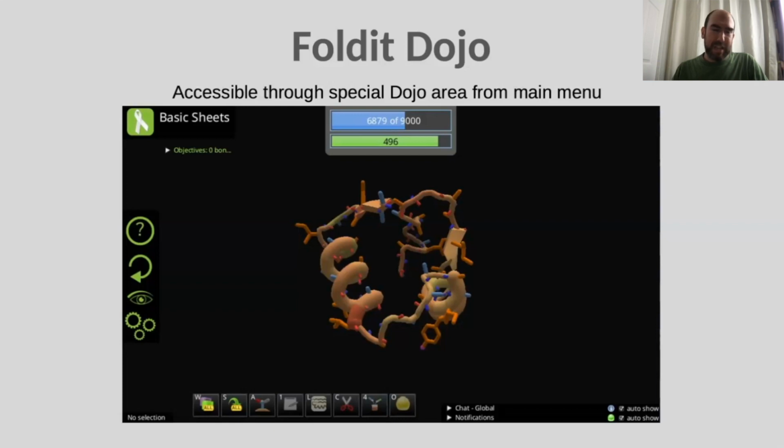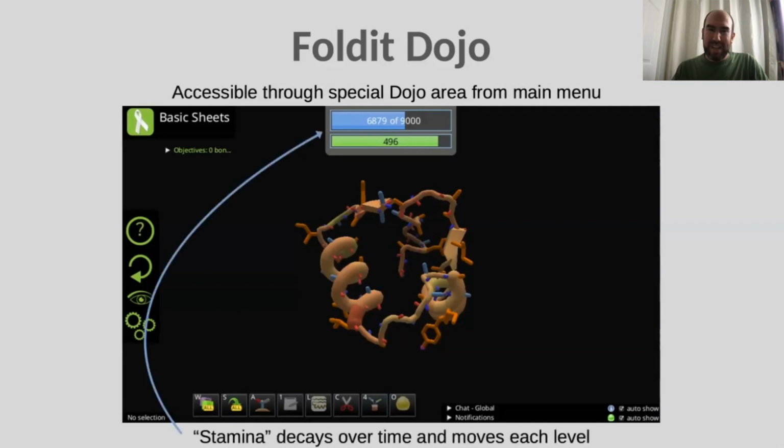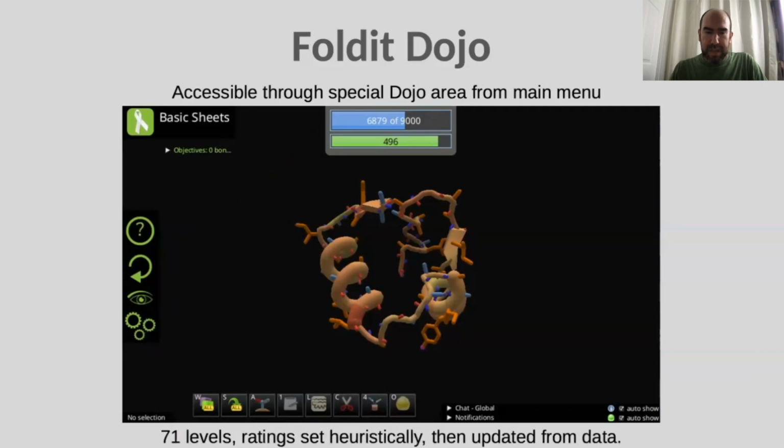One thing that we did have to change is that in Foldit, there was really no way to lose a puzzle. You just play until you give up. To get this to work with the matchmaking and rating system, where you need a win or a loss, we added stamina, which decays over time or as you make moves. So you have a limited amount of time and moves to complete a level, and if that runs out, that counts as a loss. Of course, if you finish the level, you win. When we were evaluating how this worked in Foldit, we had 71 levels with their ratings initially set heuristically.